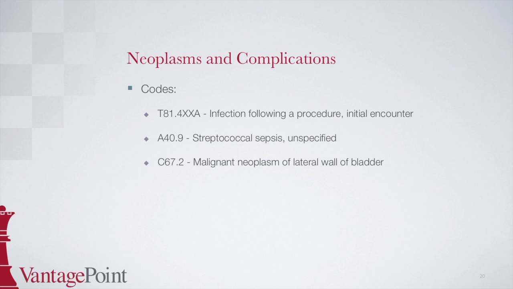The last code is C67.2, malignant neoplasm of lateral wall of bladder. To find this code, I went to the neoplasm table, then went to bladder. Indented under bladder is wall, and under wall I found lateral. I then picked C67.2 in the malignancy primary column, as we don't have any indication that this is a secondary malignancy. I then confirmed this code in the tabular index.